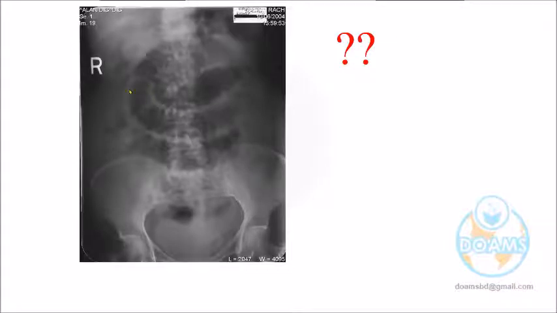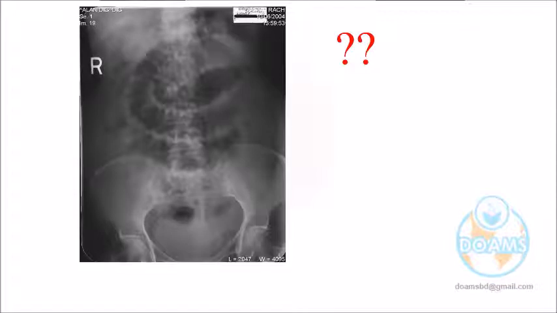Okay, this is the next abdominal X-ray. Patient having abdominal pain and other symptoms. But look at the X-ray, tell me very gross diagnosis. Please, anyone? Can anyone try? Dr. Saida.